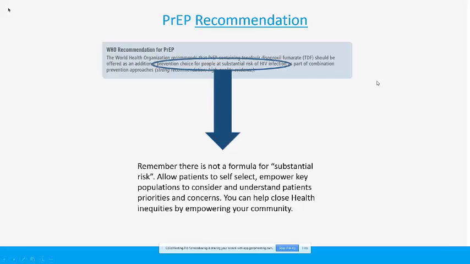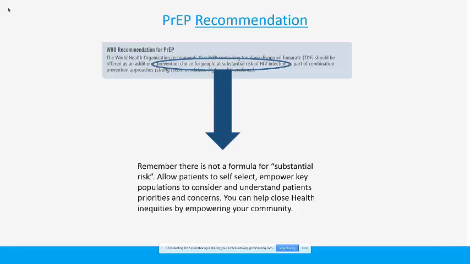And let's think about that: there is not a formula for what a substantial risk is, right? Let's allow patients or people or clients, however you define them, to self-select themselves to be on PrEP, to say, this is something for me. Let's empower the key populations that we talk about to consider it and to understand what their priorities are outside of PrEP, but in the context of PrEP as well. What other concerns bring them here? What are the challenges and the barriers to taking this medication, and why or why not is this for them? Right? Think of yourself in a community way as somebody who can help close health inequities by empowering your community to make decisions for themselves.